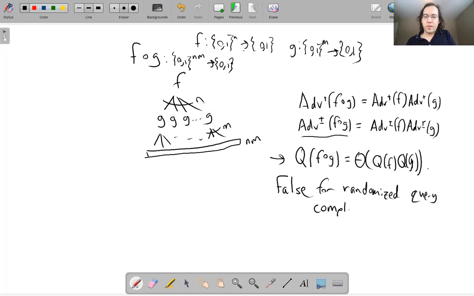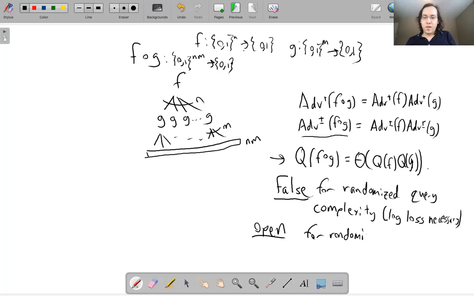It's false for randomized query complexity, but only by a log loss. So the log loss is necessary. You must lose logs both in the upper bound and lower bound for different functions. Some f and g force you to get an extra times log factor, and some f and g force you to get a divide by log factor. But we don't know if you ever lose more than a log factor. So it's false up to a log factor, and open for randomized query complexity.